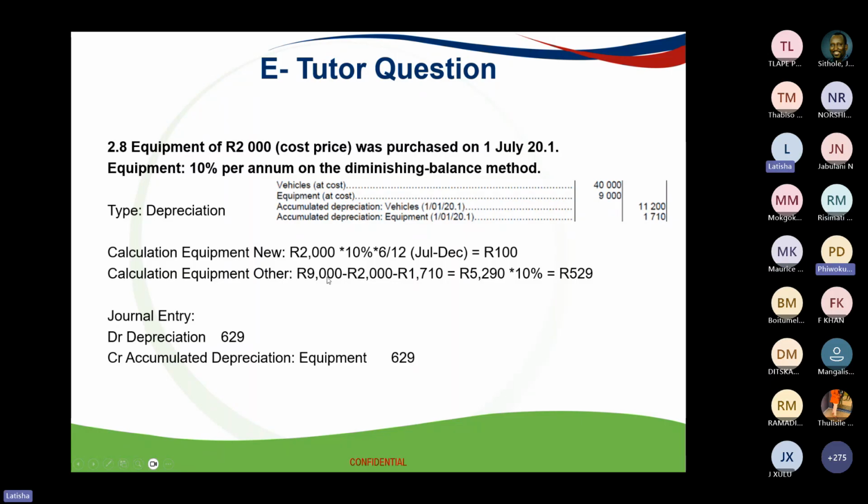9,000, minus, ma'am. Okay. But it would, because you've now, sorry, let me just re-clarify and maybe I'll type it on the chat. Because you've calculated the depreciation on the new equipment already, you'd still have to minus the 2,000 to get the cost price of the remaining equipment, which would be 7,000. But you would not have to minus the accumulated depreciation. So this calculation would then look like 7,000 times 10%. And that's how you would get the depreciation for the rest of the equipment.